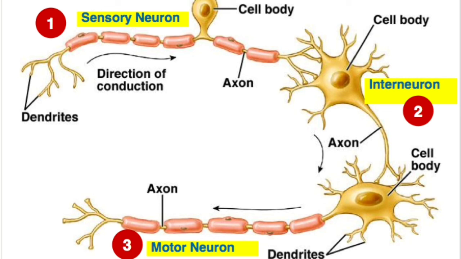And the main function of the sensory neuron is to receive the impulses from the receptors and to transmit them to the intermediate neuron, which is present in the central nervous system. The intermediate neuron will process the information and transmit it to the motor neuron, which connects to the effector. So these three types of neurons are the primary neurons responsible for the transmission of impulses throughout the body.